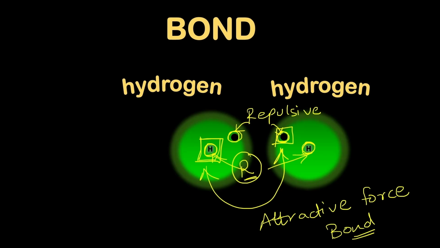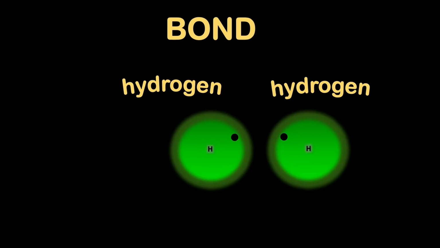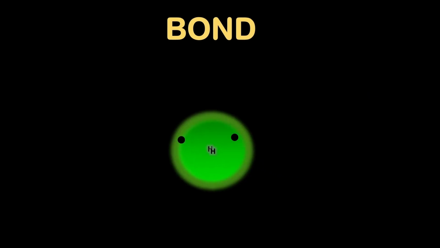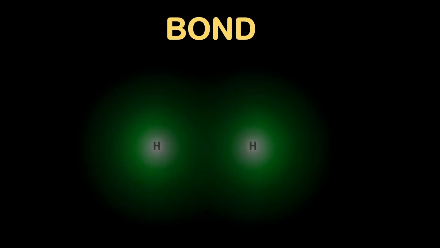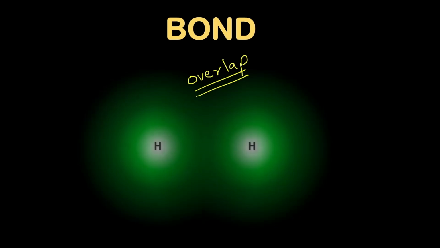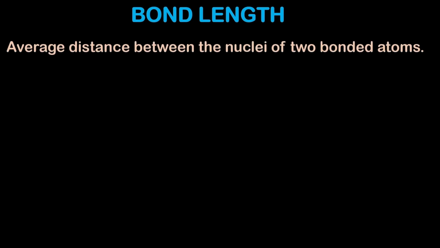In that case, whenever a bond formation takes place, we have the two atoms approaching each other. So, do they mix up with each other? No. It's the overlapping of the atomic orbitals which takes place and hence forms the bond. Looking forward, let us look into the bond length. It is defined as the average distance between the nuclei of two bonded atoms.